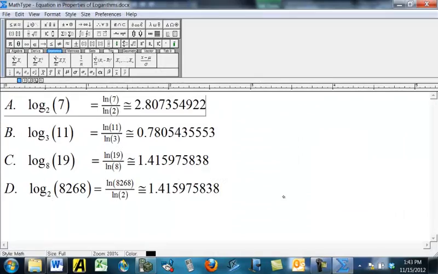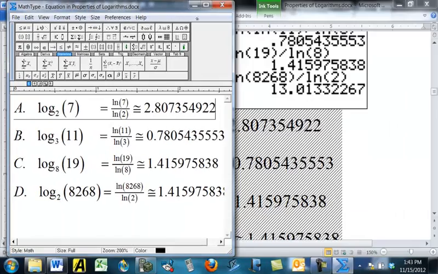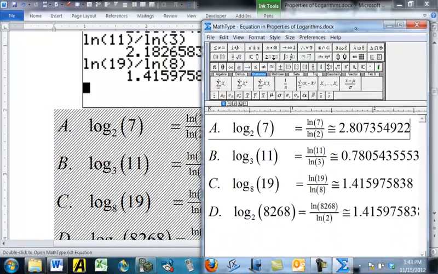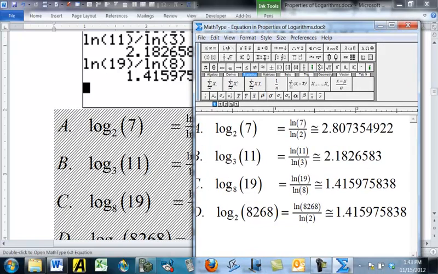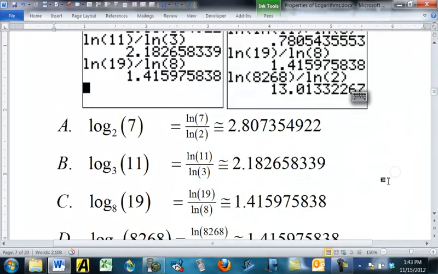Okay, so this should be 2 point something. Let's see, 2.182658339. Okay, so as far as my calculator will go, that's what we get there. And then the last one, 19 over 8, I got that one, looks good.